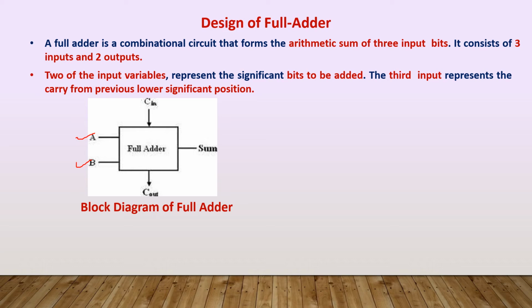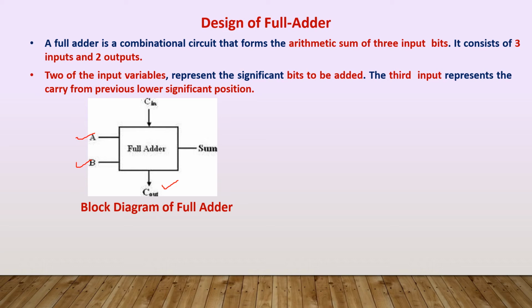So we are naming it as C in, that is carry in. Again, it will perform the addition. Therefore, the outputs are again 2 outputs: one is sum, the other one is carry. Since we are already mentioning it as carry in, the output we are just mentioning as carry out.